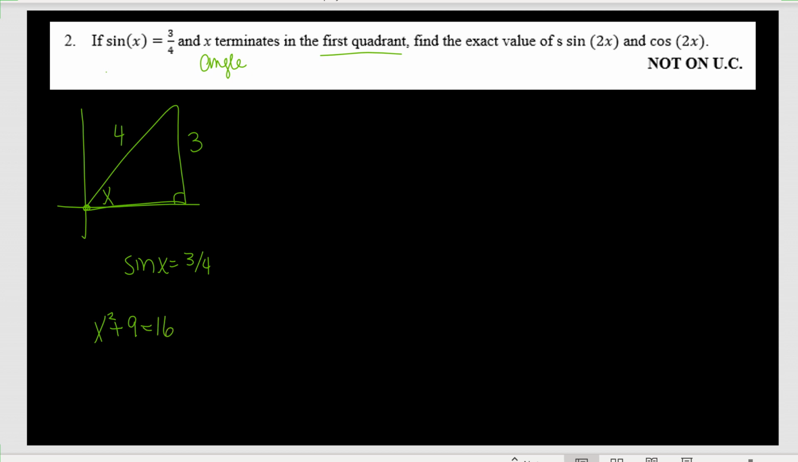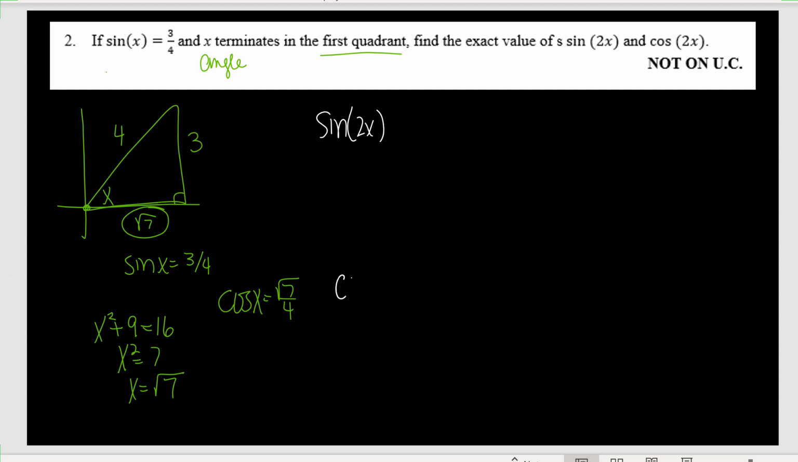4 squared. So x squared plus 9 is 16. x squared equals 7. So x equals the square root of 7, meaning our horizontal distance is square root of 7. Therefore, cosine of the angle x equals the square root of 7 over 4. Great. Now we can do both sine of 2x and cosine of 2x.